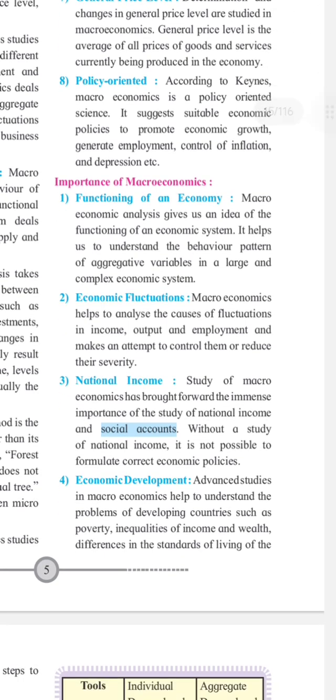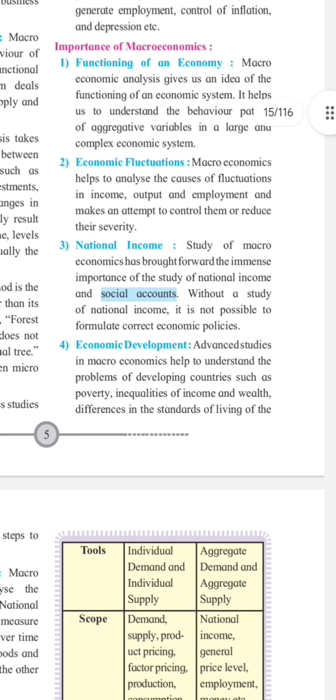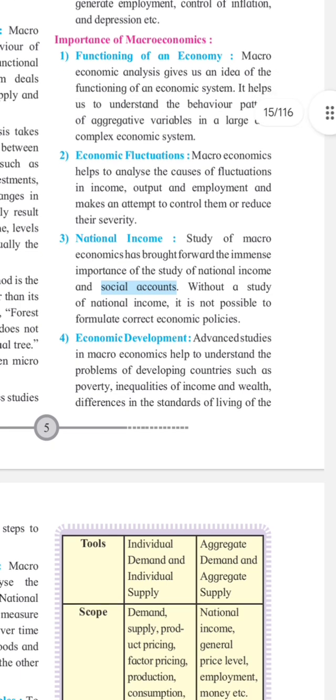Eighth, we have policy oriented. According to Keynes, macroeconomics is a policy oriented science. It suggests policies to promote economic growth, generate employment, control inflation, and reduce depression. So these were the features of macroeconomics. Now let's see the importance of macroeconomics.